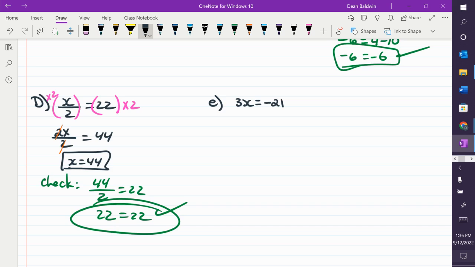3x is equal to negative 21. So if I write a number beside a variable, what operation am I doing here? What does this mean? That's multiplication, right? 3 times some number x equals negative 21. So what's the opposite of multiplication? Division. So I divide both sides by 3.